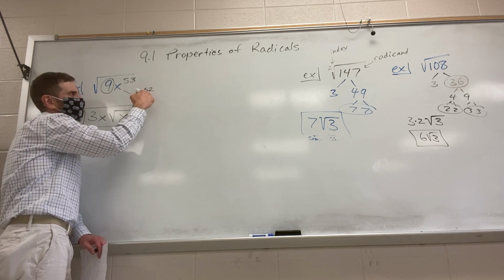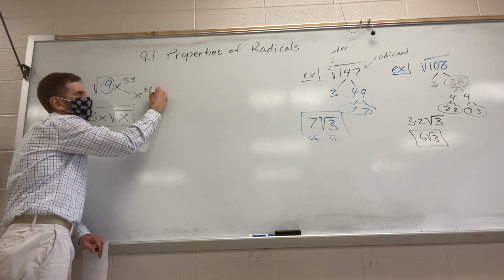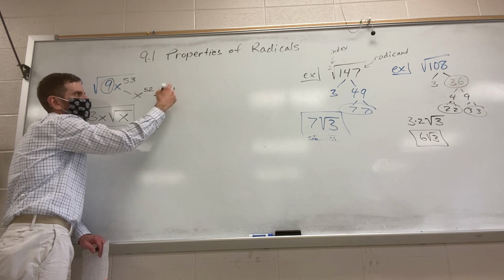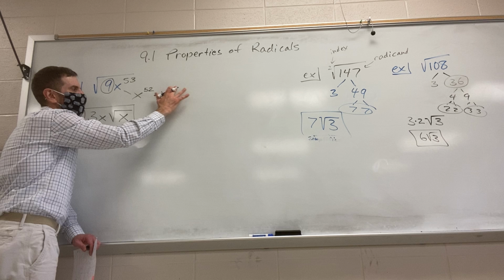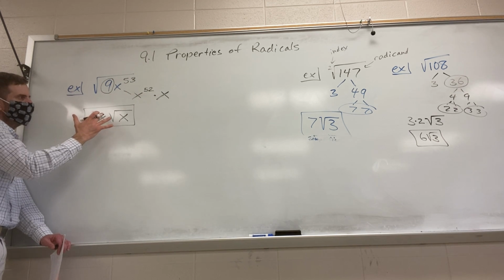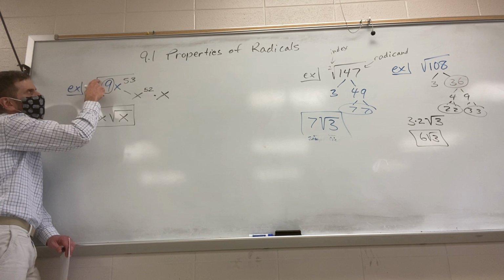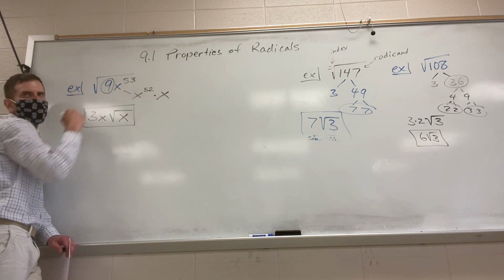Now, is x to the 52 the same as x to the 53rd power? Because I need to multiply it by what? An x. Because do you agree that now they would add up to 53? So it turns out if this was the problem, this is kind of weird, but square roots actually cut exponents in half.